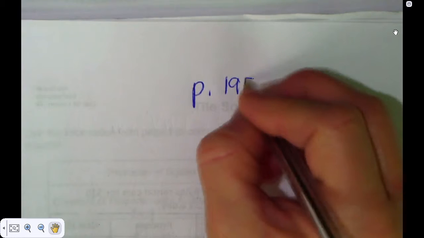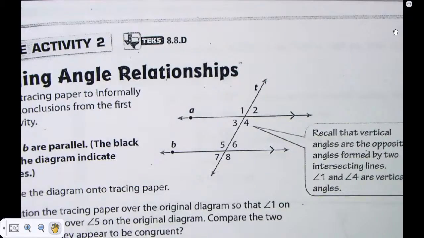Get your calculator ready. You're going to need it. Take the lid off the calculator. We're going to do A in the book, and then B we're going to do on the paper. Okay.